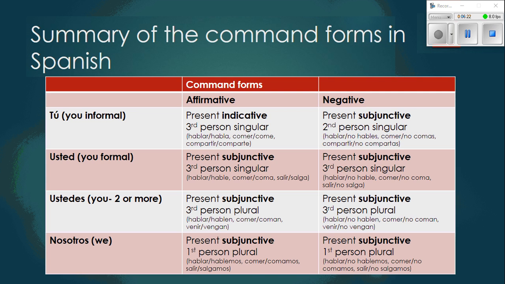This is a summary of the command forms in Spanish. Tú, use the present indicative third person singular, and in the negative, the present subjunctive second person singular. Usted, in affirmative and negative, both use the third person singular of the subjunctive. And ustedes, affirmative and negative, both use the third person plural of the present subjunctive. Nosotros, we, use the first person plural of the present subjunctive in affirmative and negative.